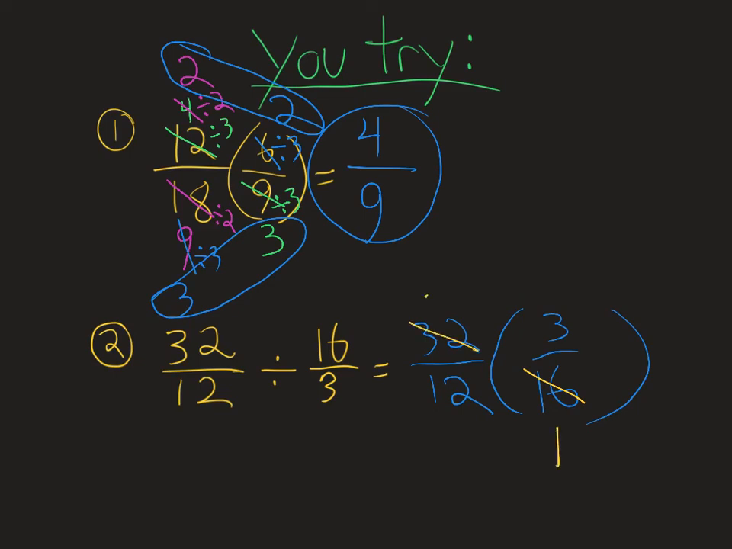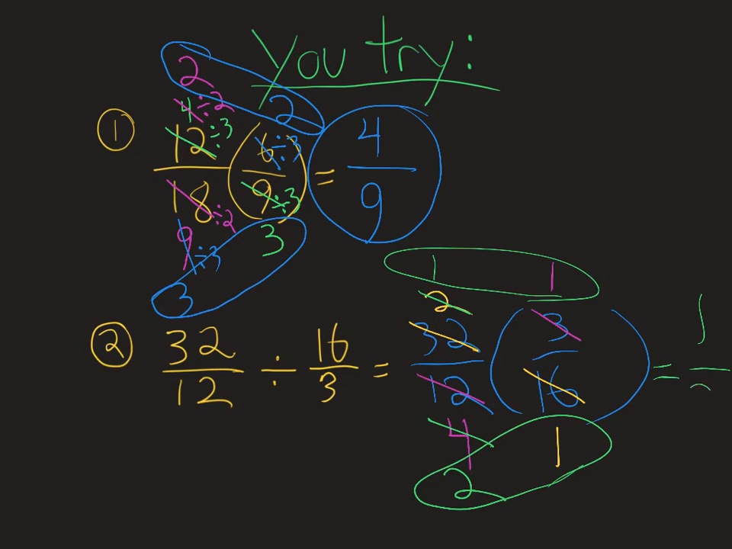16 goes into itself once, into 32 twice. 3 goes into itself once. 3 goes into 12 4 times. 2 goes into itself once. 2 goes into 4 2 times. And all I'm left with is 1 times 1 on the top, 1 times 2 on the bottom. And wow, look how simple that got.